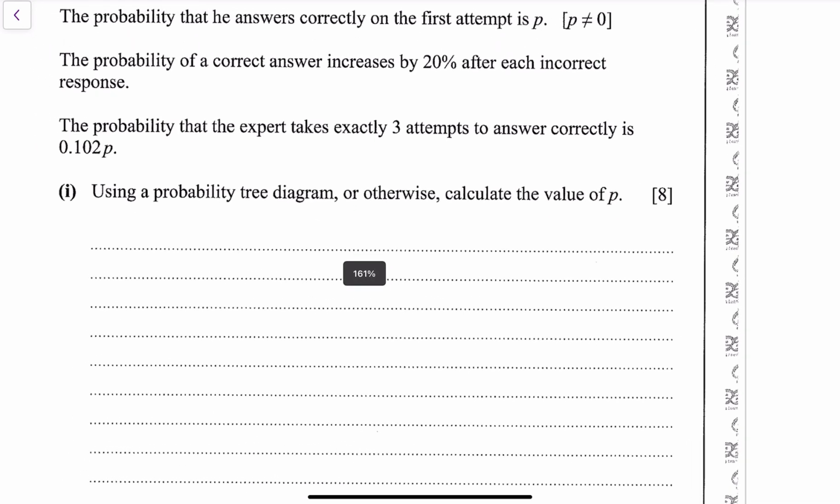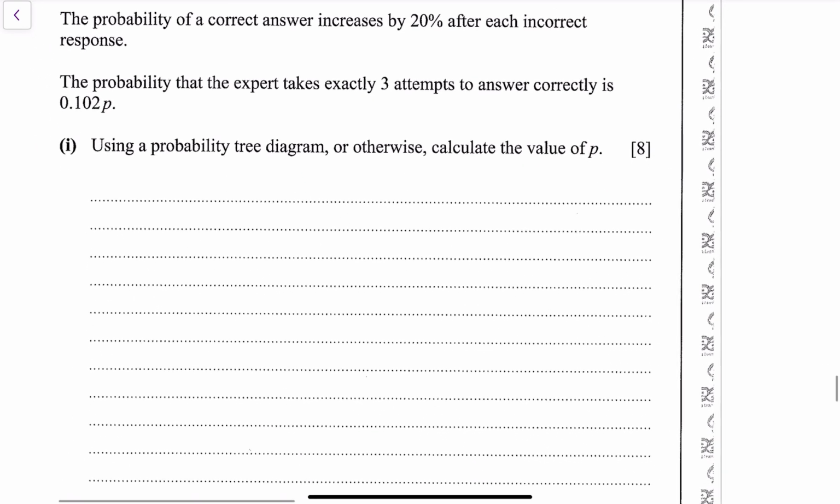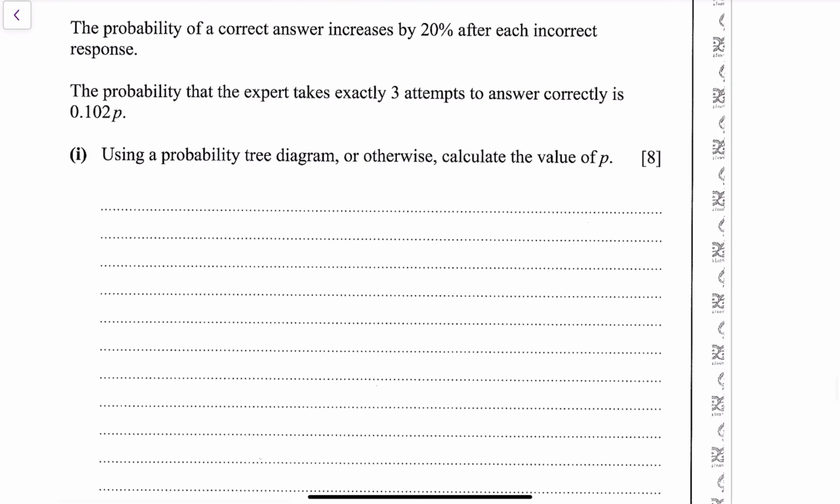Right, did I use a probability tree? I'll tell you what I did. I made a real mess of this. Right, he can get it correct at the start with a probability of p. That means he gets it incorrect with a probability of 1 minus p.